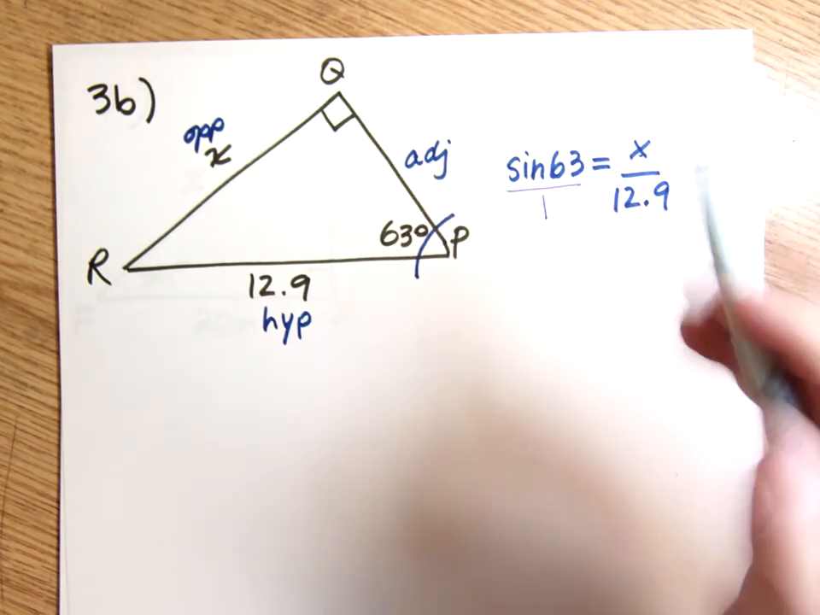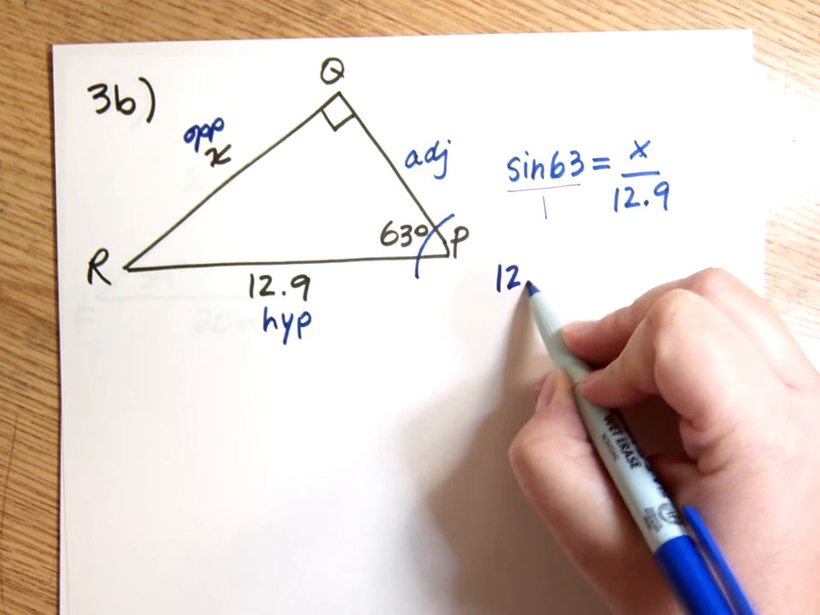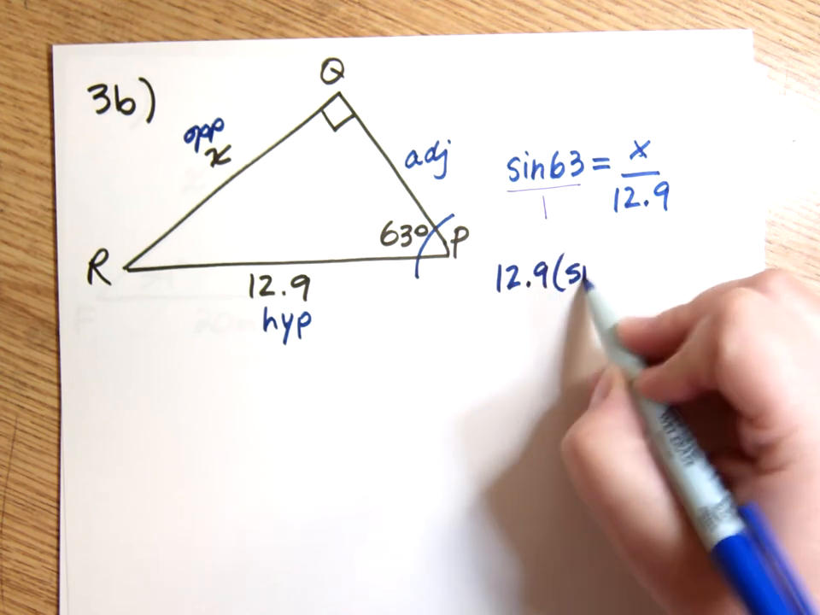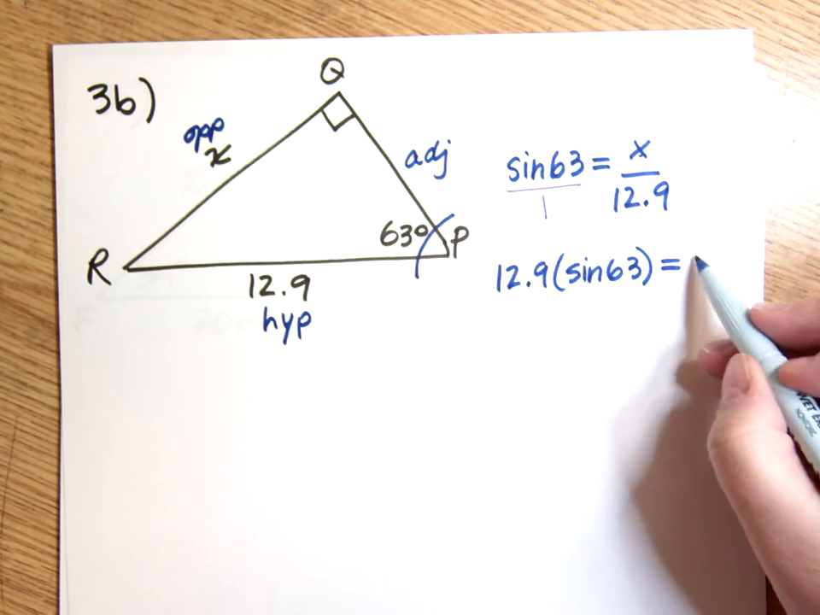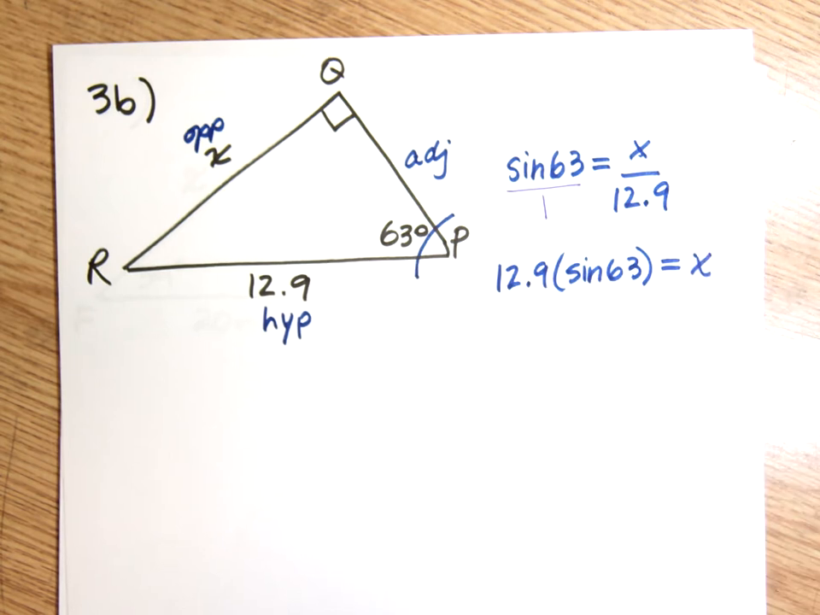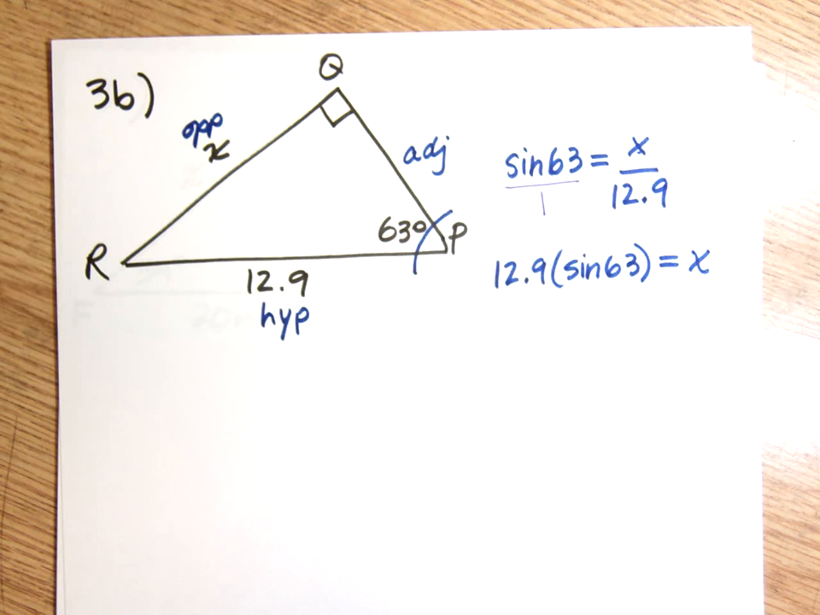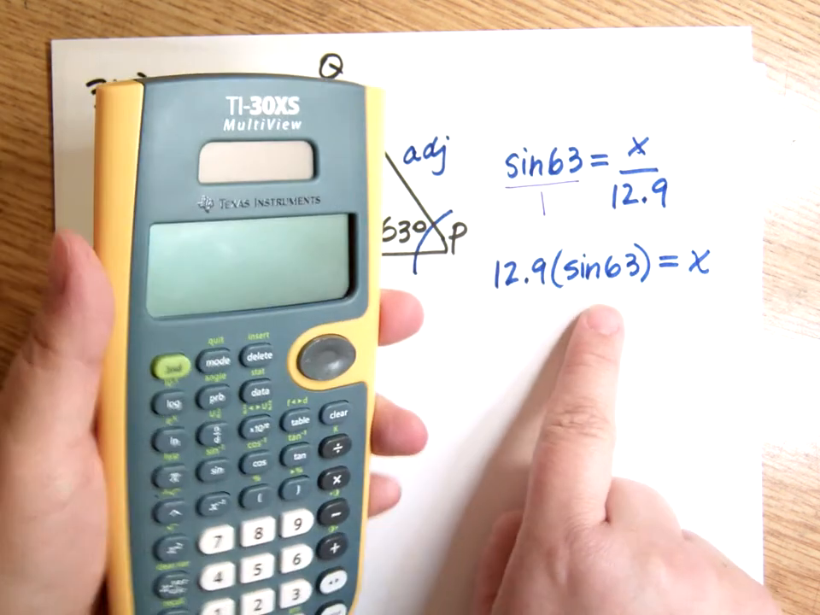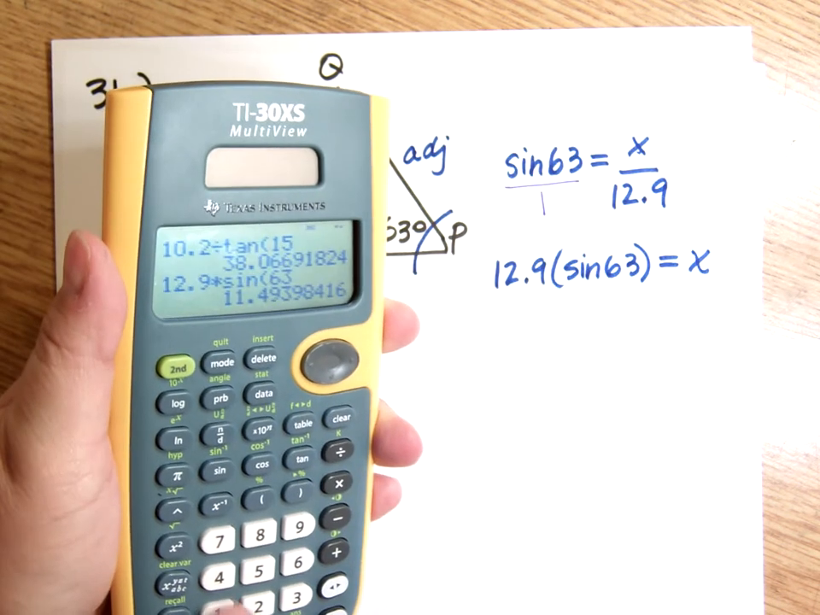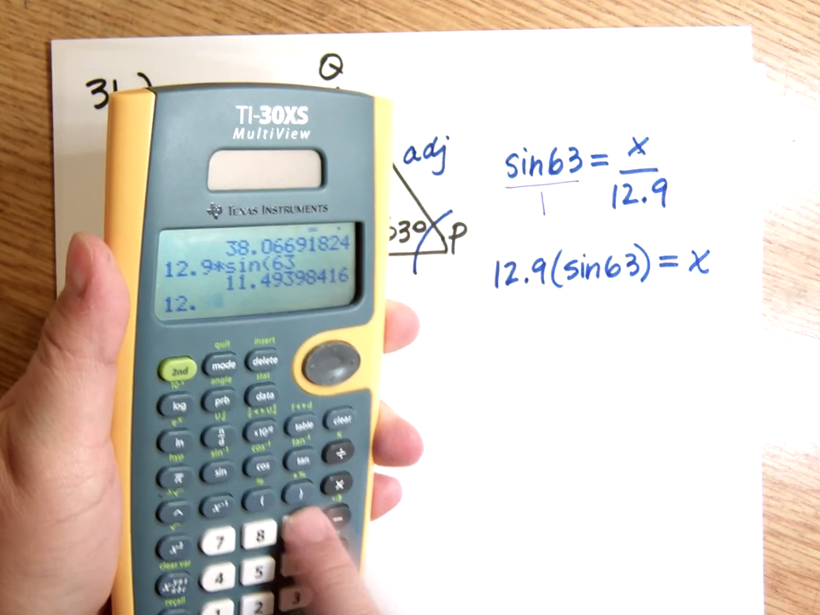So 12.9 times sine of 63. And notice I'm not going to my calculator yet. Equals x times 1. Okay, so 12.9 times sine of 63 equals x. The question you always ask yourself here is, is x alone? If x is alone, then you're ready to put whatever it's equal to in your calculator. And x is alone, so I'm ready to say 12.9 times sine of 63.